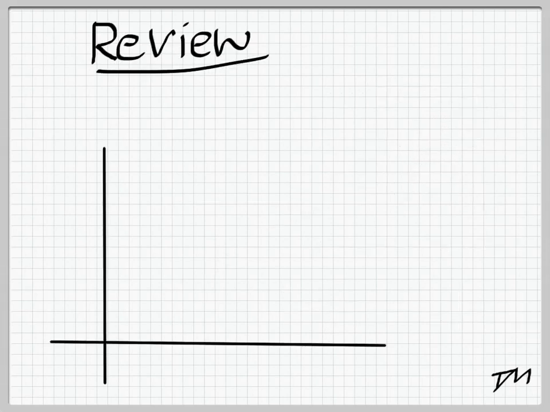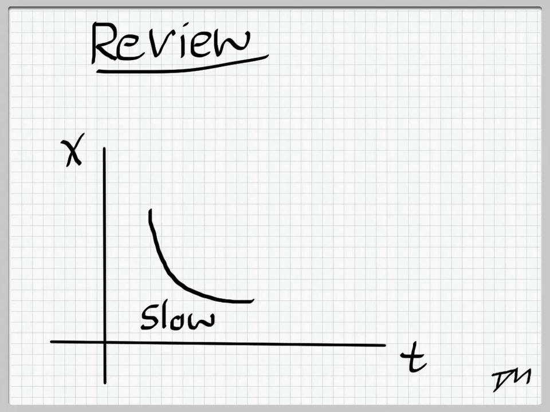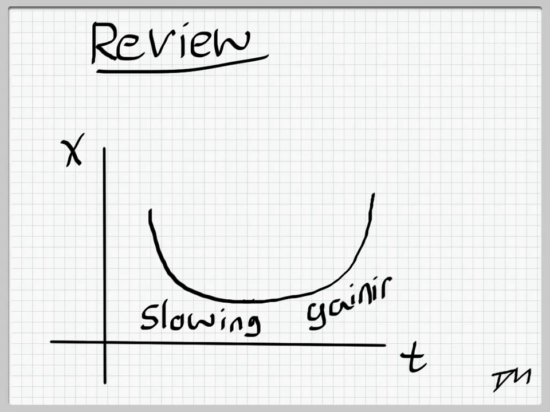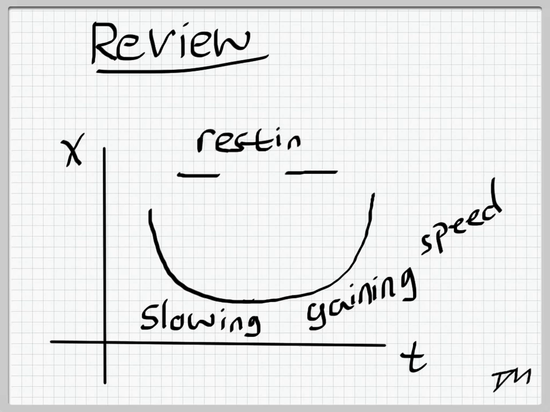So let's review. Here we have a curve that looks like this. It's something that's slowing. A decreasing slope means it's slowing. Any curve that looks like this means the object is gaining speed. What does a horizontal line represent? That's an object that's holding its same position over time, meaning it's something that's resting.